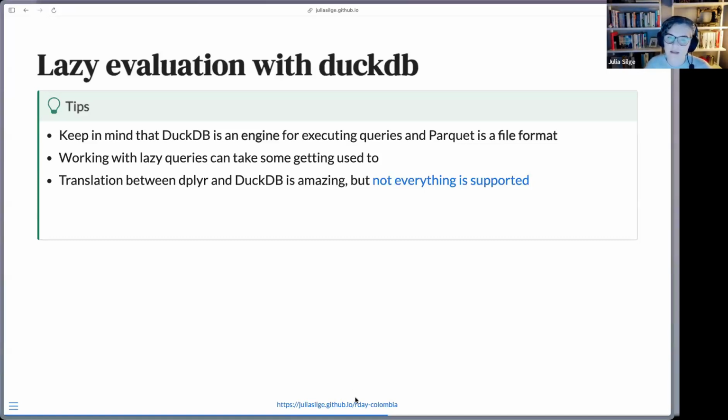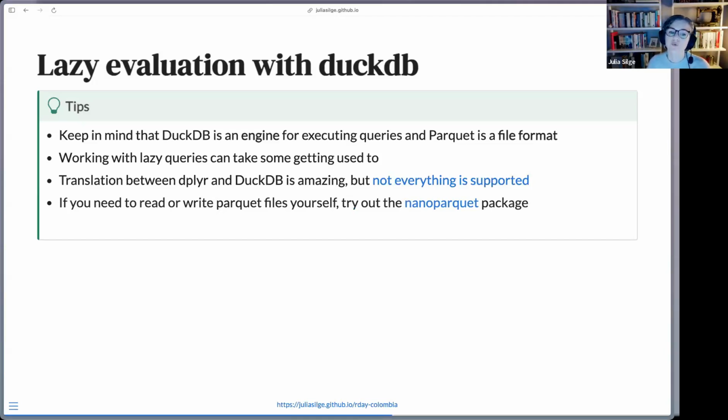So I'll share these links here and a QR code that you can look at the end. This is a link that takes you to an article with documentation for what is supported and what isn't supported. So it's true that you can't do every single thing with DuckDB that you can do with dplyr. And that is exactly because it's a query engine, a lazy query engine. It's not the same thing as having all the data available in memory in R.